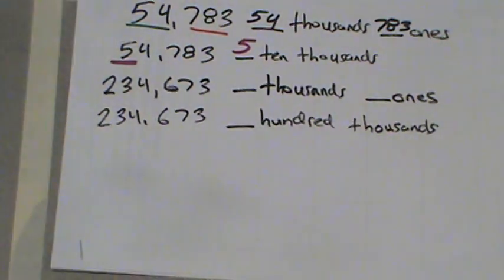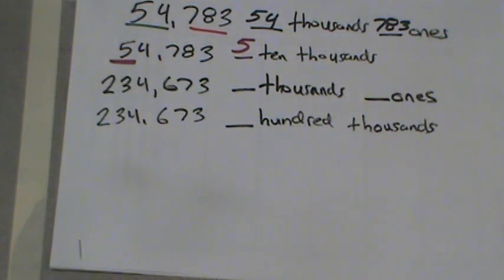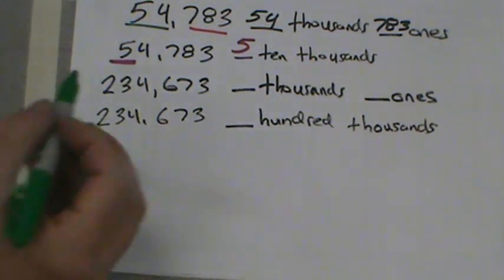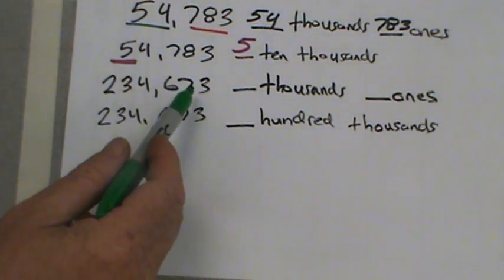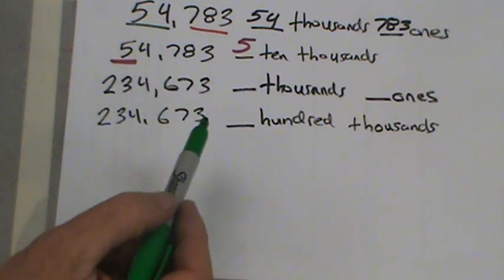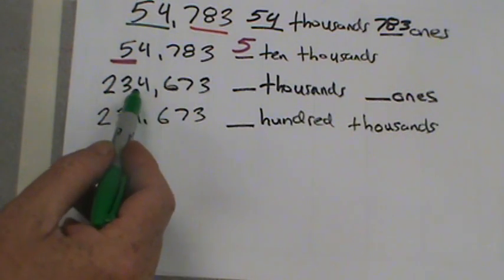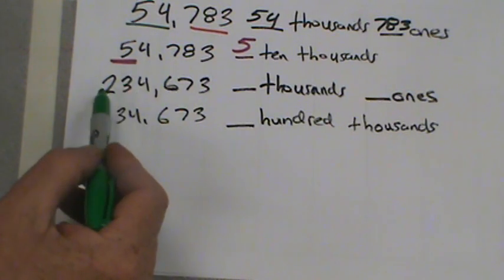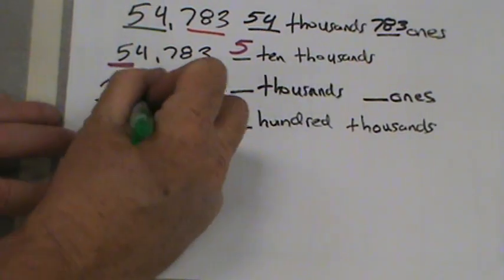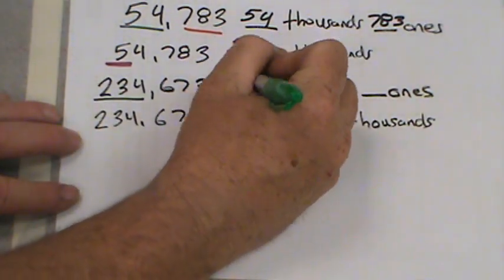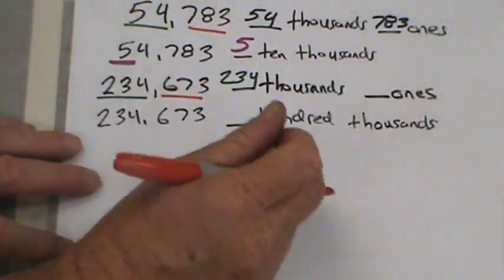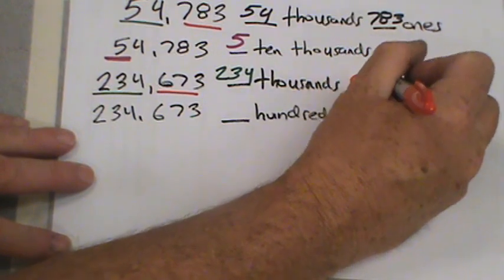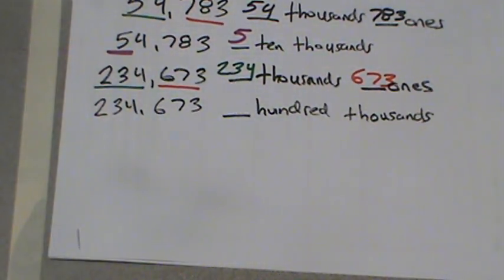All right, now we're going back to thousands. And this big number, how we say this number is 234,673. So how many thousands? Is it just 4,000s? Is it 3,000s? 34,000s? No. It would be a total of 234,000s, okay? And then we look at how many ones we have left over. There's our ones, 673.